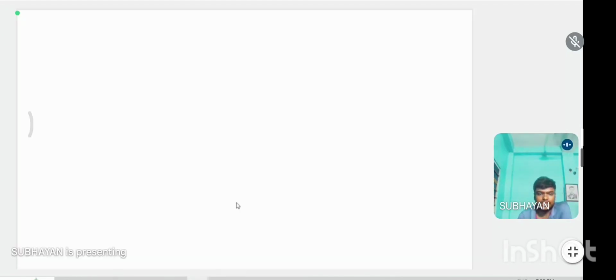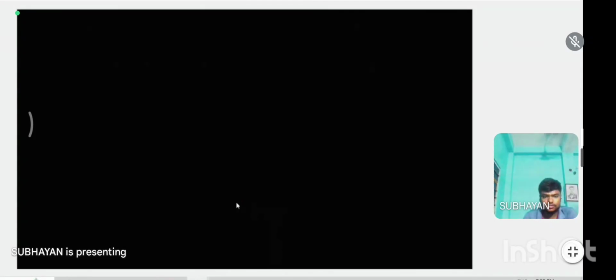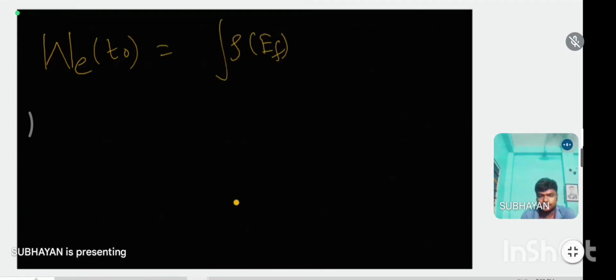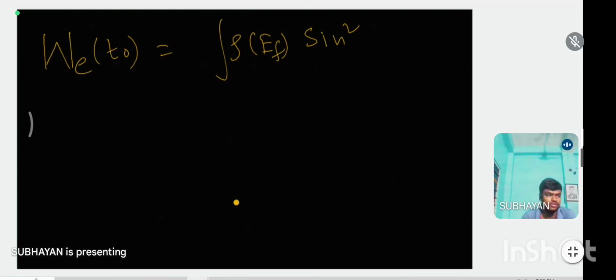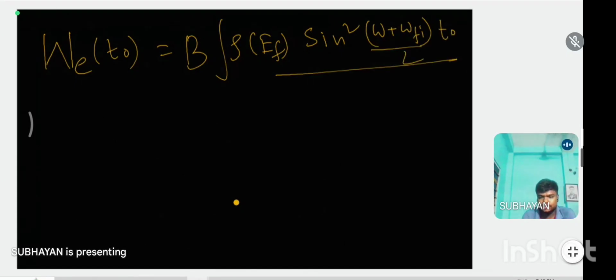So in the expression of transition probability W_E, which will be a function of t, it will be rho of E_f. There may be some other constant terms, like 4 over h cut square times V_fi dot square, whatever it may be. I am just dropping those terms. Suppose this was b. Then b into rho of E_f into sine square of (omega plus omega_fi) t_0 by 2, over (omega plus omega_fi), d E_f.